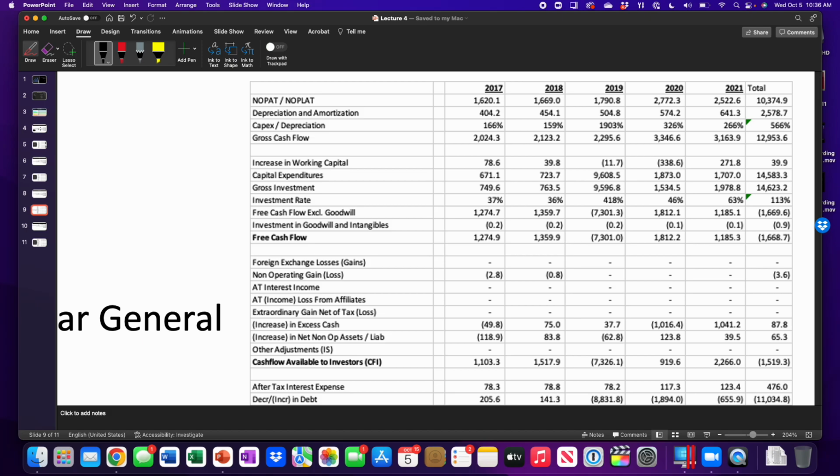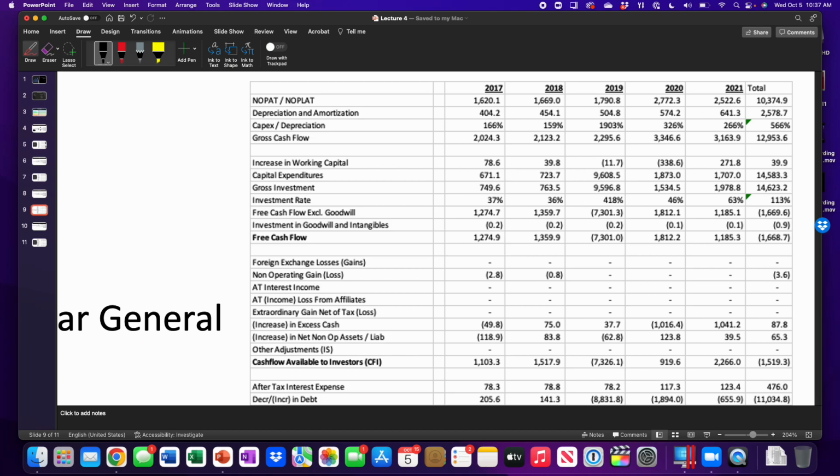Why do they have negative free cash flow of negative $1.7 billion? Well, because over 5 years, they had $12.9 billion of cash from the income statement, gross cash flow. They reinvested $14.6 billion in the balance sheet, almost all Capex. So their 113% 5-year reinvestment rate, they put in 13% more than they earned over 5 years. That's why they have negative free cash flow. All right, before goodwill of negative $1.7 billion and a trivial amount of goodwill, so basically with no acquisitions, basically $1.7 billion of free cash flow negative.